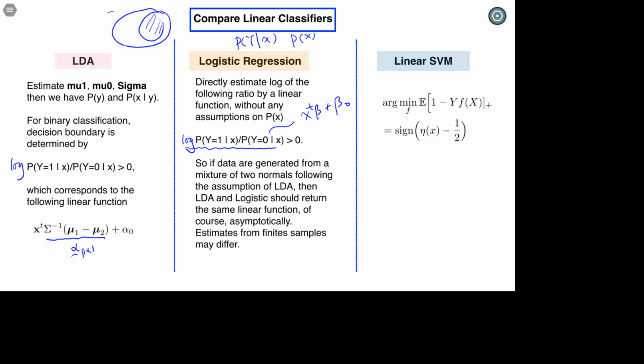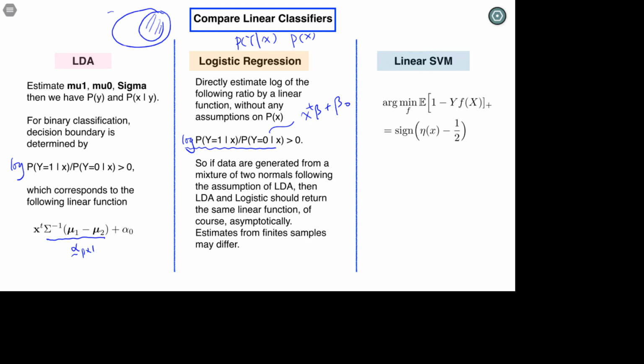In short, LDA puts a stronger assumption that assumes the whole data generating process. So if data are generated from LDA, then asymptotically the two methods should give me the same linear decision boundary. Okay. Now, what about linear SVM?